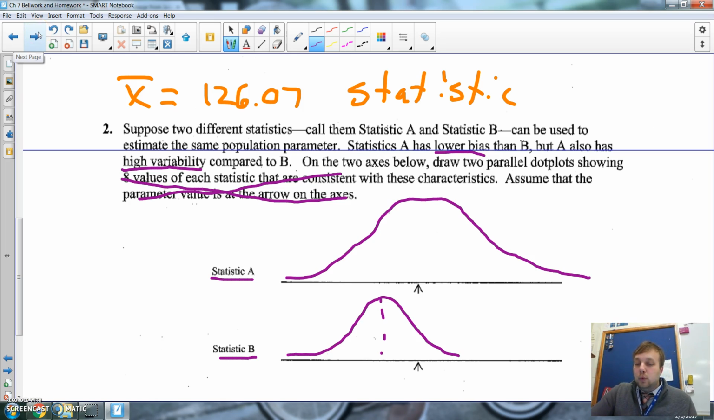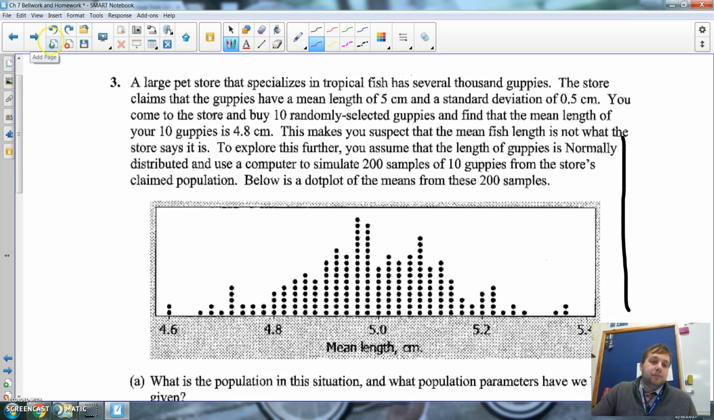All right, moving on. Number 3. A large pet store specializes in tropical fish, with several thousand guppies. The store claims that the guppies have a mean length of 5, so they say the center is at 5, with a standard deviation of 0.5. You come to the store and buy 10 select guppies and find that the mean length for your 10 guppies is this. That's what I found. Ooh, that is my x bar.